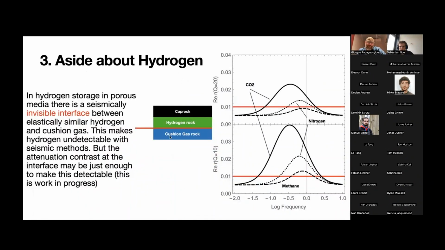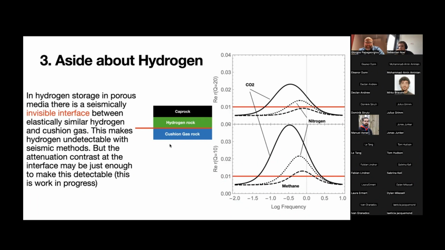And then we came across this problem, and that problem is that in order to store hydrogen somewhere, you need to have a pressurizer below the hydrogen so that you can retrieve it later. And this pressurizer has to be a very, very light gas. If you have, say, a reservoir and you have this sequence where you have a caprock, a hydrogen, some sort of cushion gas that pushes it so that you retrieve it later, then this red interface is seismically invisible. And we did this commercial project and we were like, oh wow, we won't be able to see hydrogen even if we were to put it there.